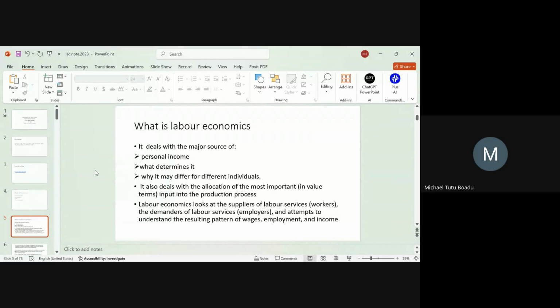where at equilibrium, demand and supply determines the equilibrium price and the equilibrium quantity. Here, at equilibrium, they determine the wage and the number of jobs to be created, what we call employment. And once employment is achieved, what will follow is income. You are going to receive either wages or earnings.